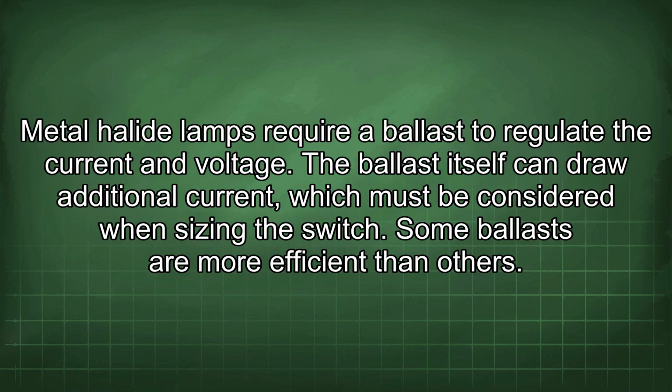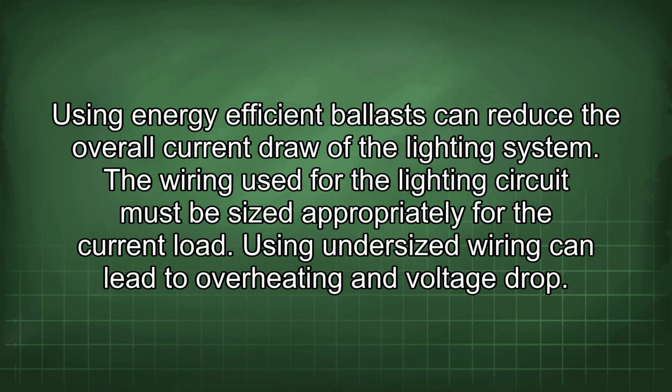Metal halide lamps require a ballast to regulate the current and voltage. The ballast itself can draw additional current, which must be considered when sizing the switch. Some ballasts are more efficient than others. Using an energy-efficient ballast can reduce the overall current draw of the lighting system.